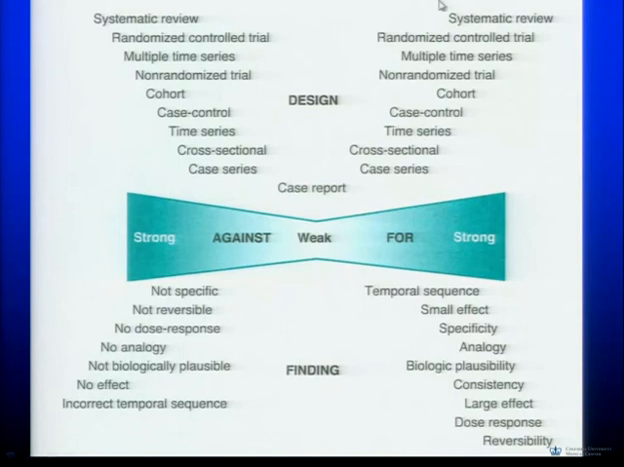If you have different designs, as you go out through here, you're getting more and more strong evidence, and as you go out here, you're getting evidence against the association. Basically what we're looking for is a temporal sequence and a large effect. These are the things we want to understand, that there really is an association. And the better our trials are, systematic reviews or randomized controlled trials, the more closely we take the evidence to being a real association.